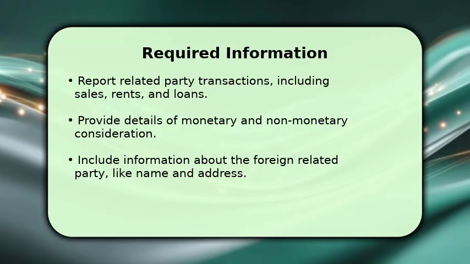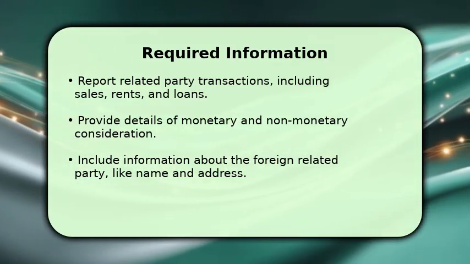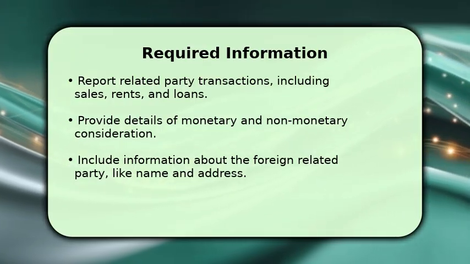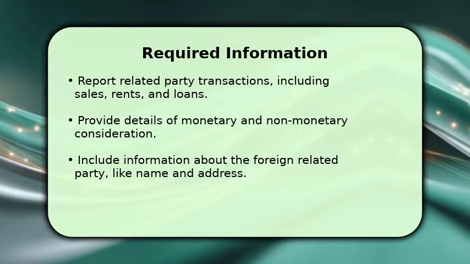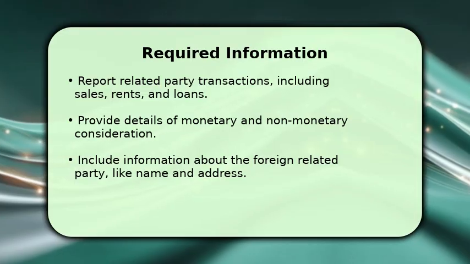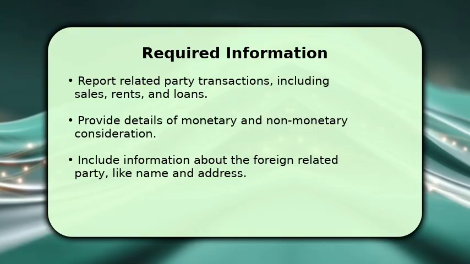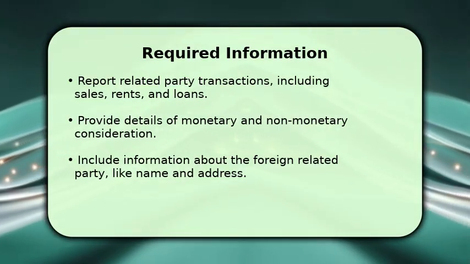To complete Form 5472, you'll need to gather specific information. This includes details about your corporate structure and ownership, especially regarding foreign shareholders. You must report all monetary and non-monetary transactions with related parties, such as sales, purchases, rents, royalties, and loans. Be sure to include the name, address, and identifying numbers for each foreign-related party.